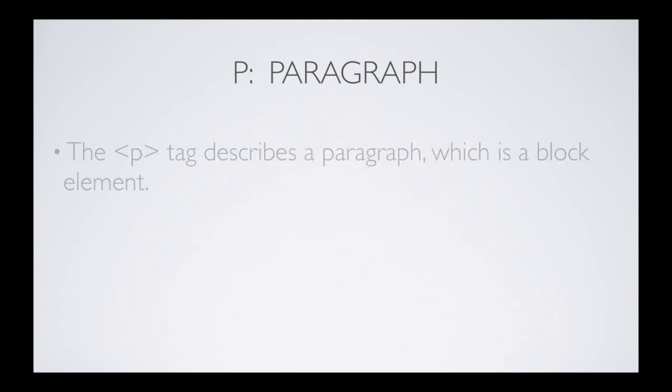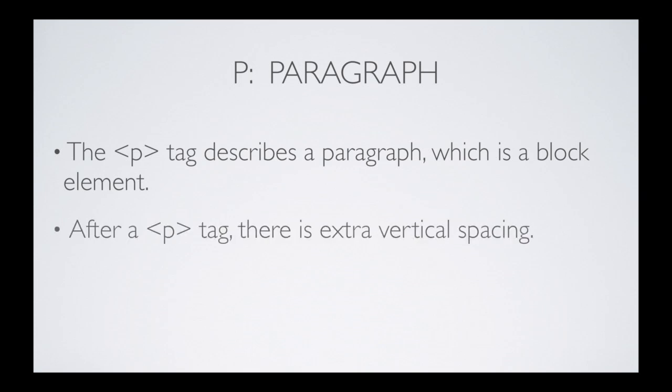Okay. Let's learn more about spacing in an HTML document. We're going to begin with the paragraph tag, or the P tag. The P tag describes a paragraph. The paragraph is a block element. After a P tag, there is extra vertical spacing. On web pages, something called block style is used, which means that paragraphs are separated by a little bit of space between them. This makes the different paragraphs visible. Paragraph tags can have align attributes.